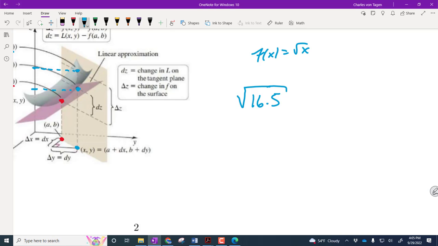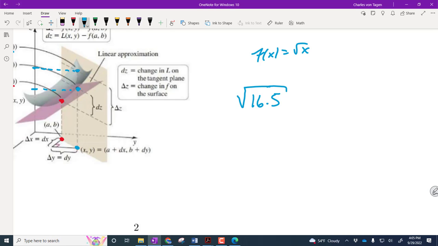And rather than plugging 16.5 into this nonlinear function, what we do is construct the equation of a tangent line at a point near that. And then we get the output value on the tangent line rather than the output value of the function. Because we all know that the answer should be somewhat close to what? 4. It should be a little bit more than 4. The question is, as my x-coordinate increased by 0.5, about how much should that affect my f of x? And that's what linearization does.